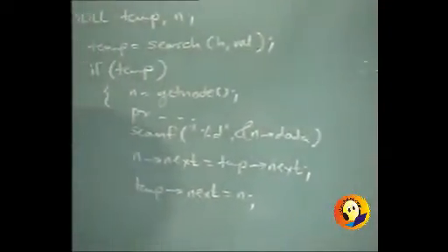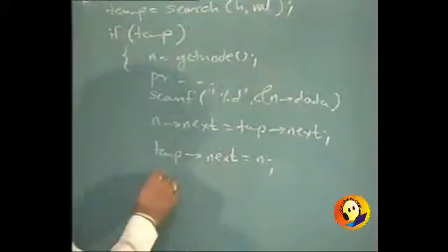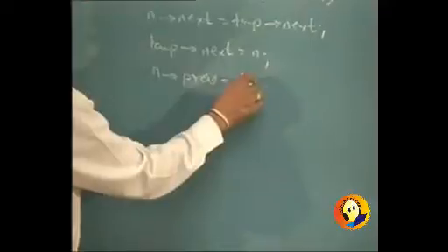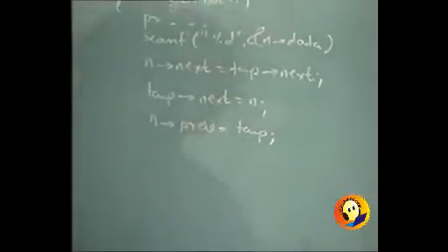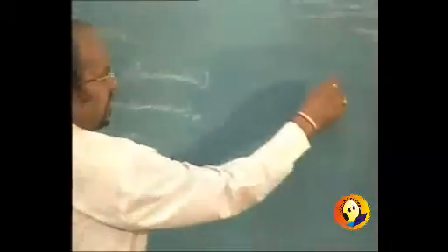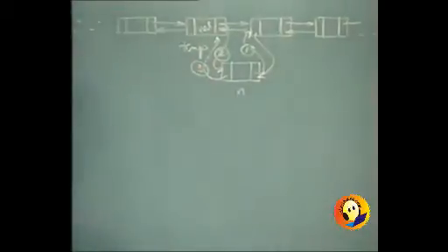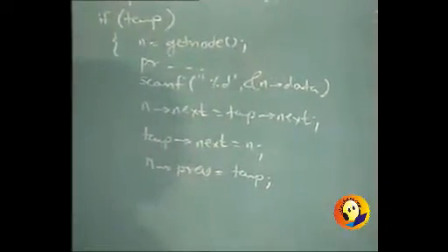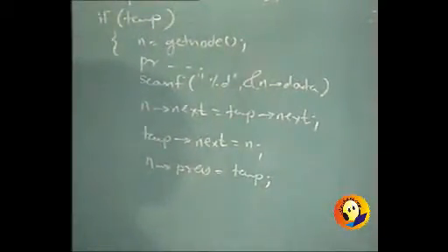So the next links are set. Now n arrow previous is equal to temp. That is this link. Now how do we set the fourth link? Temp next previous is wrong answer, because temp next has been changed. It will be n arrow next. N arrow next arrow previous equal to n.